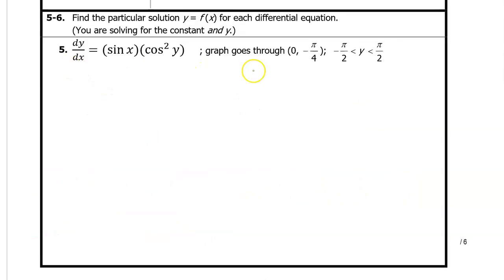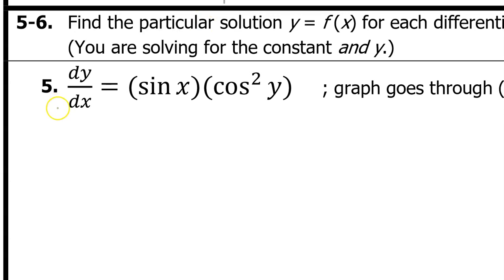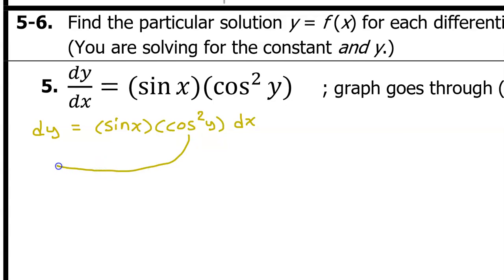For the next two problems, we will find the particular solution of the differential equation that satisfies some initial conditions. This time we will write our answer in the form y equals f of x. For number 5, this is a separable differential equation. So let's get all of the y's on the left and the x's on the right. To begin, let's move the dx over to the right-hand side by multiplying both sides by dx. Now we have this.